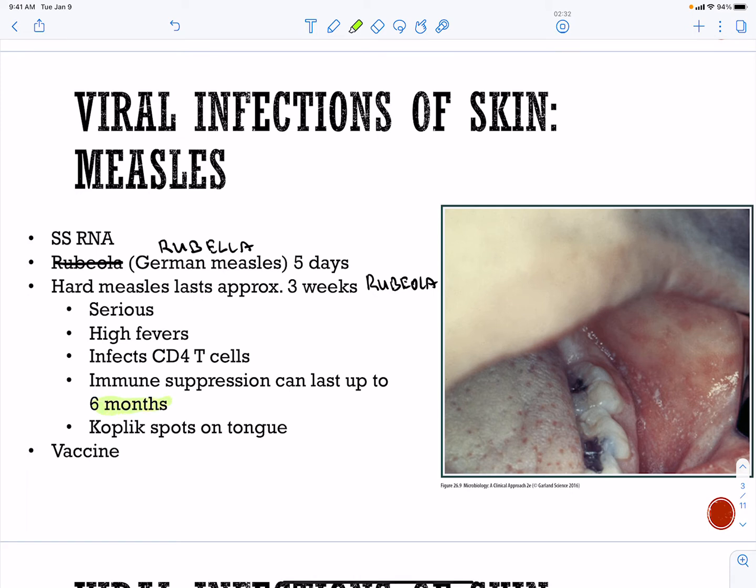And it's in this time period where people typically succumb to measles or measles-associated complications because they get a secondary bacterial infection and pneumonia. Measles is going to have Koplik spots on the tongue. These are the spots shown here on the actual tongue. And then it's going to present very quickly after these spots form with the rash. Of course, there is a vaccine available. It is the measles, mumps, rubella vaccine, MMR.